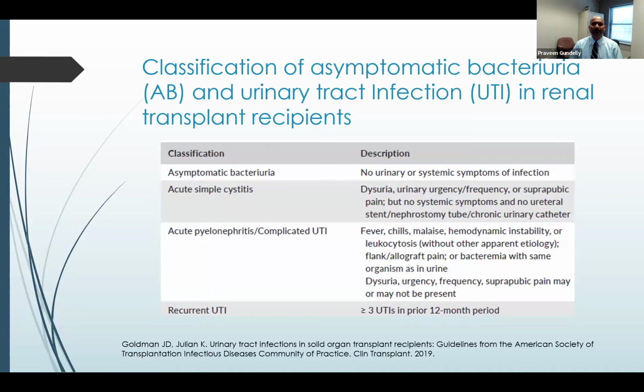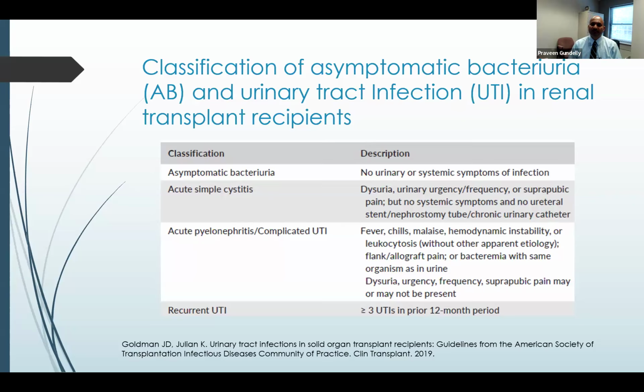Classification of UTI. There have been like several classifications of UTI depending on different societies. The classification here you see is by the American Transplant Society, which classifies into asymptomatic bacteriuria, simple cystitis, complicated UTI, and recurrent UTI. Recently, IDSA, which is the Infectious Disease Society of America, proposed a different classification. That's very simple. That's helpful in the treatment, not really in the diagnosis.